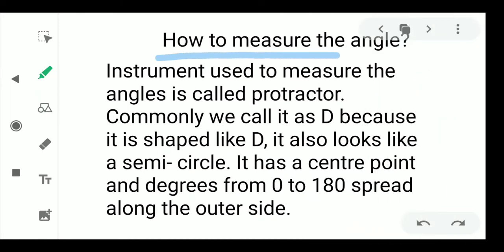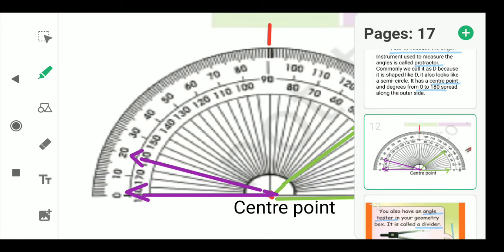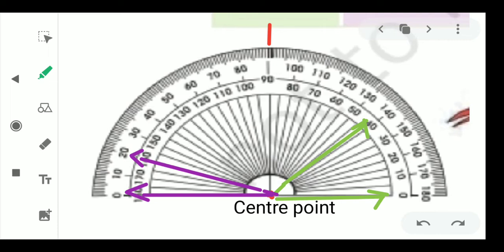Measuring an angle. How to measure the angle? The angle is measured in degrees. The instrument in your geometry box that is used to measure angles is called a protractor. Commonly we call it a D because it looks like a D or semicircle. It has a center point and degrees from 0 to 180. It shows the reading of degrees. This is a protractor. This is the center point.